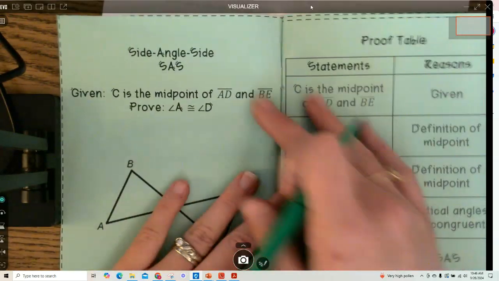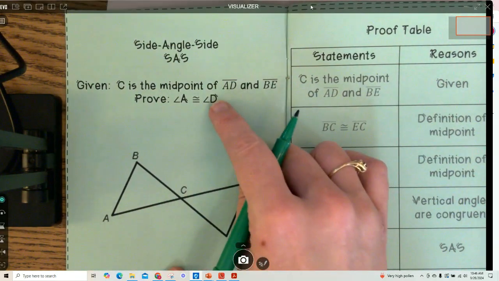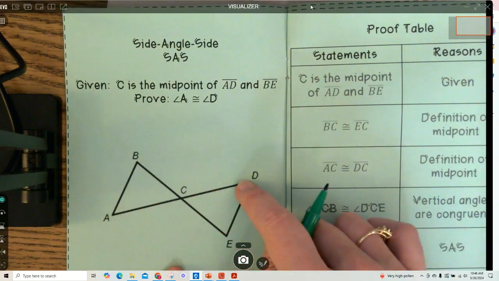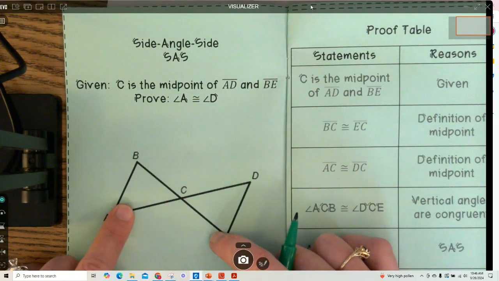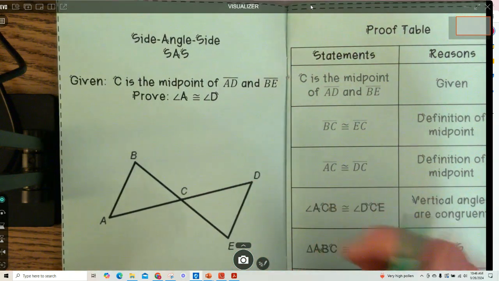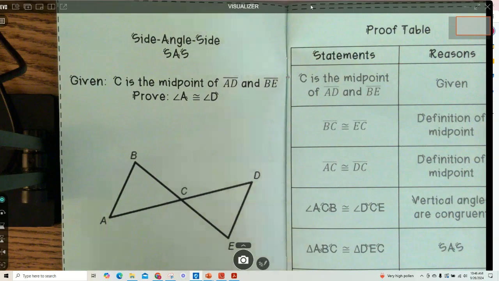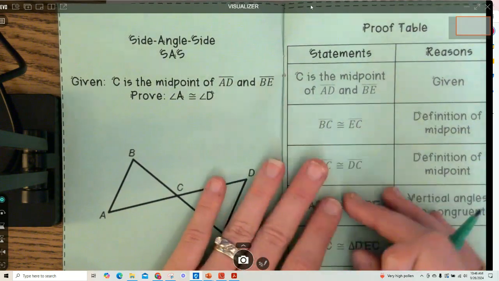All right, so side angle side. Given C is the midpoint of AD and BE. Prove that angle A is congruent to angle D. Okay, so what we would do for this one is we'd look through the pieces. So this is a proof table. Normally you fill these out, it's a lot of writing.